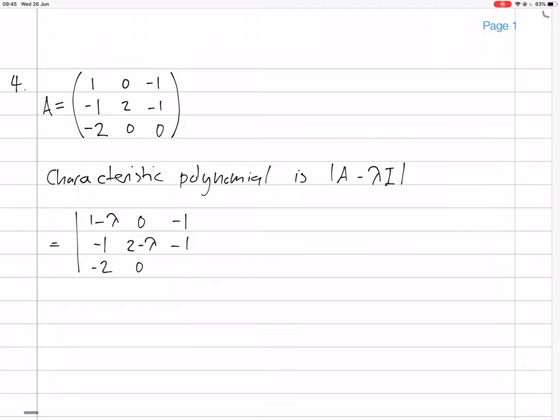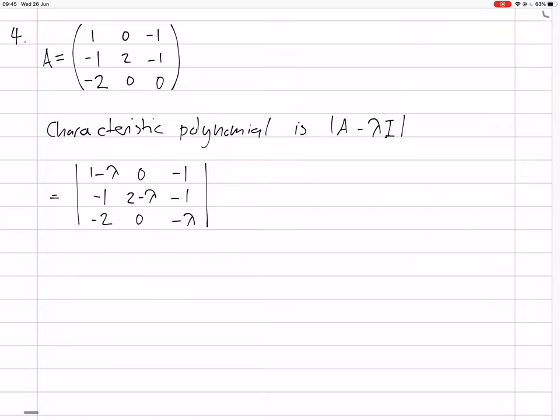minus lambda. Oh, not zero there. Okay. So I like to calculate these by Gauss reducing, but first of all, we can take out that 2 minus lambda because it's in a column which is zeros apart from it. Effectively, what you can do is expand down that column, and what you have left is just the determinant of the minor. Okay, cool. And so things on the diagonal, so there's no negative there.